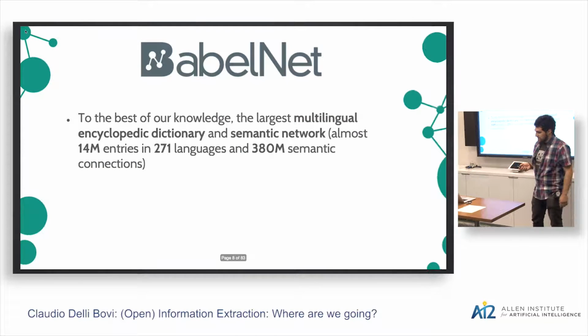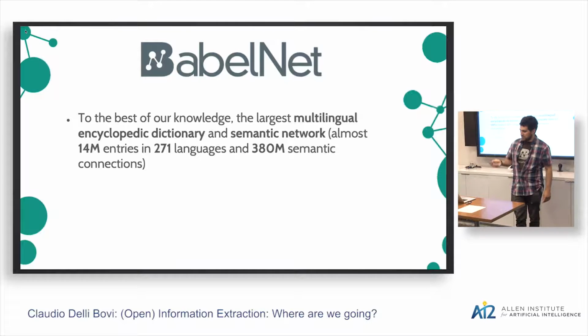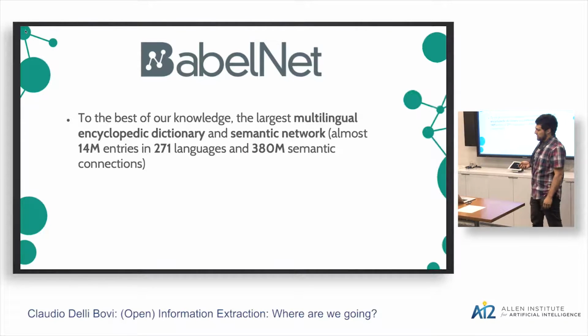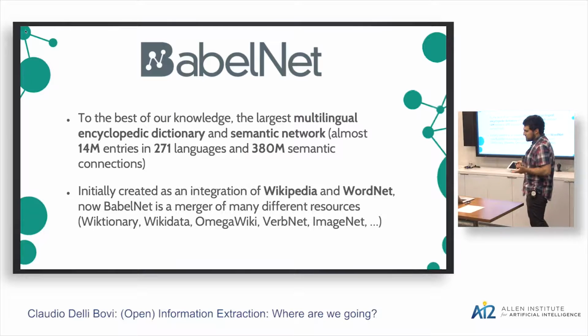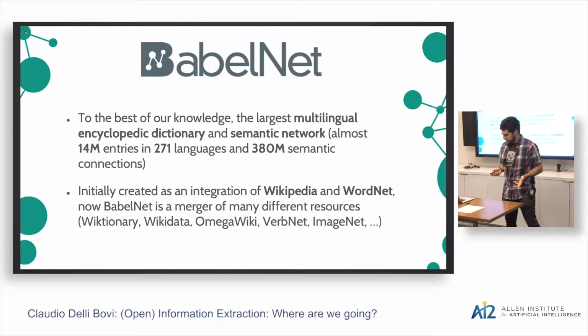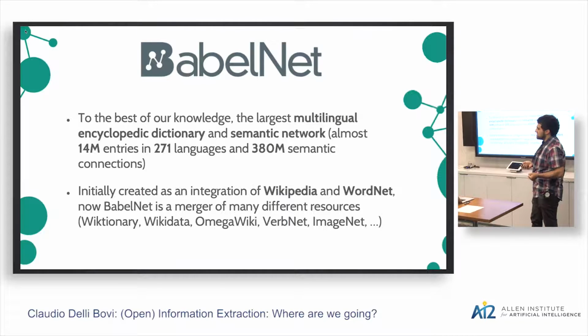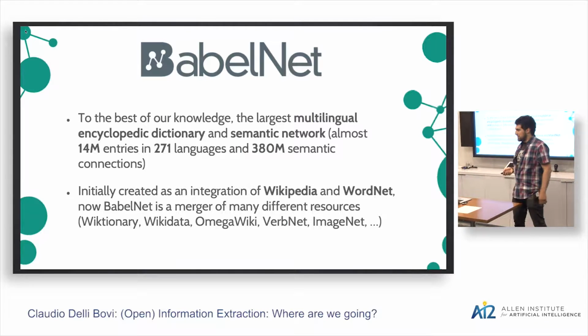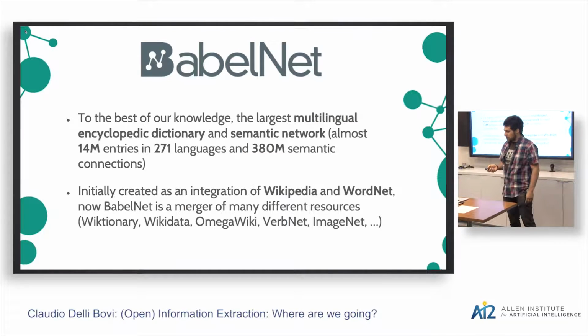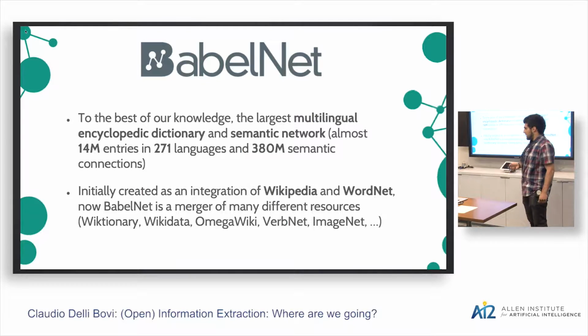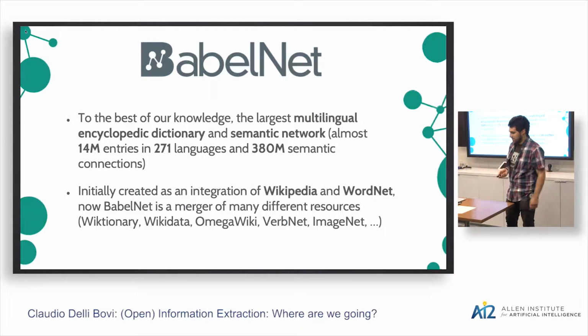So BabelNet is, to the best of our knowledge, a semantic resource that constitutes the largest multilingual encyclopedic dictionary and semantic network. It counts as much as 14 million entries in 271 languages, and it has 380 million semantic connections. BabelNet was designed as an integration between Wikipedia and WordNet: lexical knowledge from WordNet, which is manually curated, with lots of word senses, general concepts, and so on, and then Wikipedia, with up-to-date world knowledge in many languages, and so on.